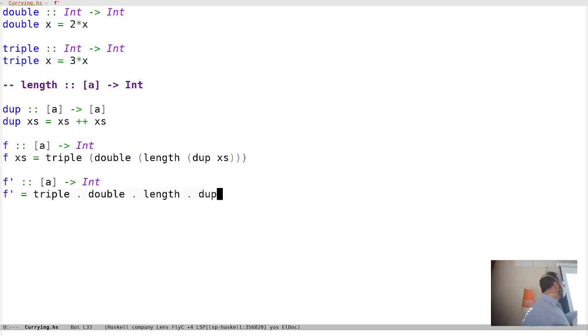So hopefully, first of all, you all agree that this does the same thing as this, right? And this is what this means. It means make a function that takes a thing and then puts it through in that order. The other thing that is interesting about this is that I'm defining a function here, but I didn't mention its input at all, right?